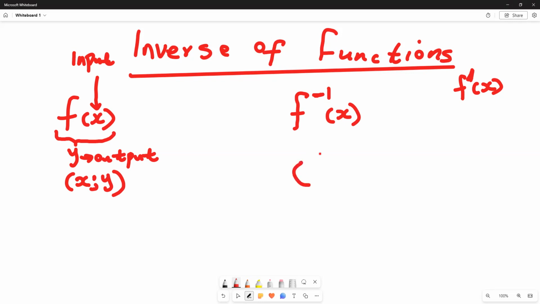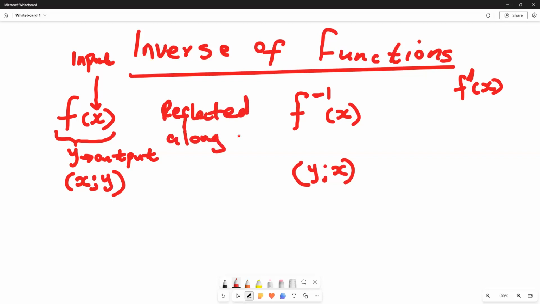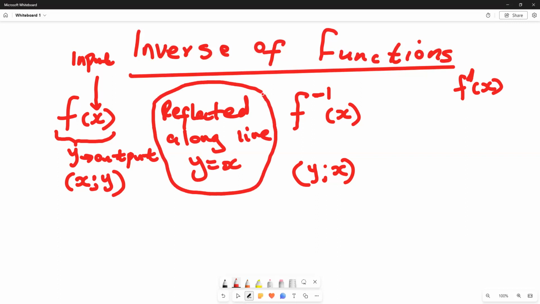We are basically going to switch x and y. So whatever was y becomes x, whatever was x becomes y. You just switch. If here it was 3, on the inverse, the 3 will be on the x now. So basically, in simple terms, the function and its inverse function are reflected along the line y equals x. So we reflect them along the line y equals x.